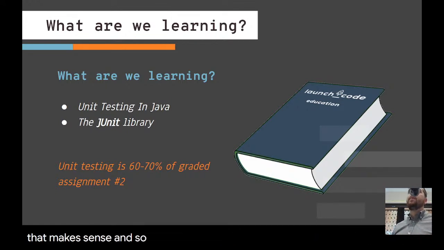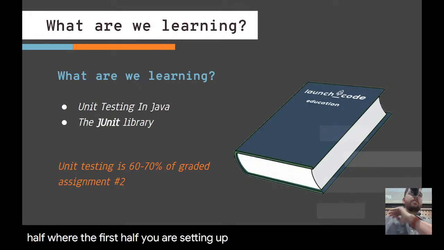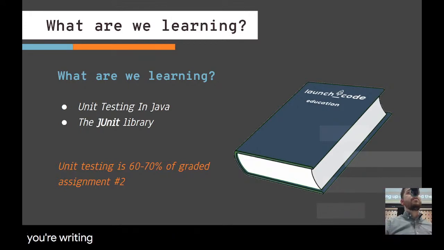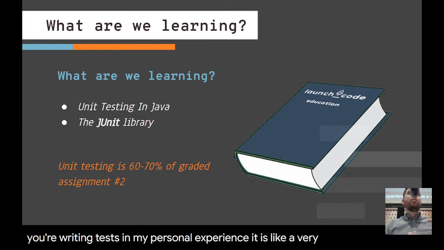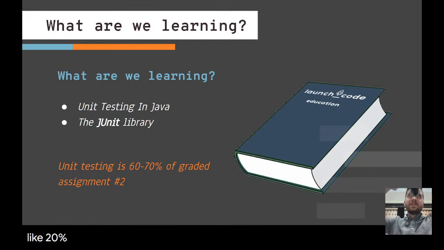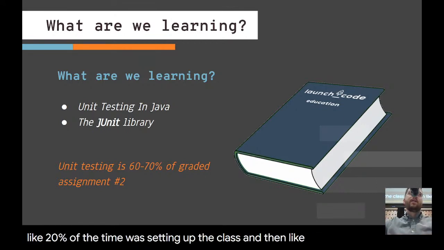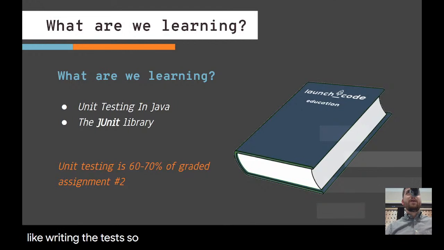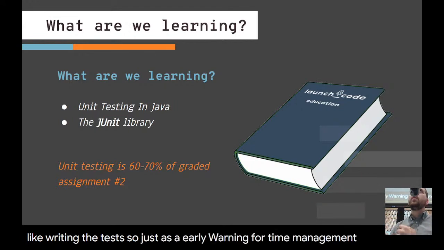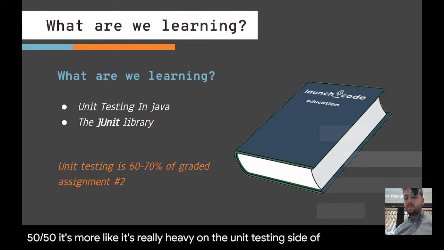Working through assignment 2, it feels like it's split in half, where in the first half you are setting up a class, and in the second half you're writing tests. In my personal experience, about 20% of the time was setting up the class, and then 80% of the time was writing the tests. So just as an early warning for time management, it's not 50-50, it's really heavy on the unit testing side of things.